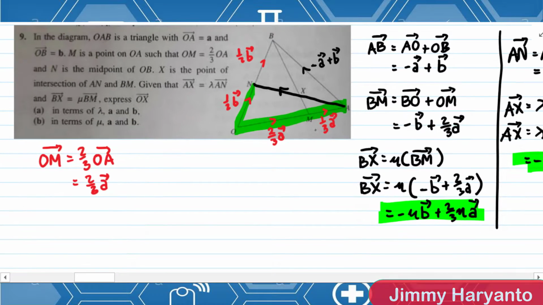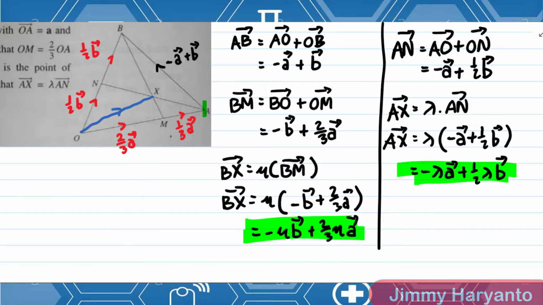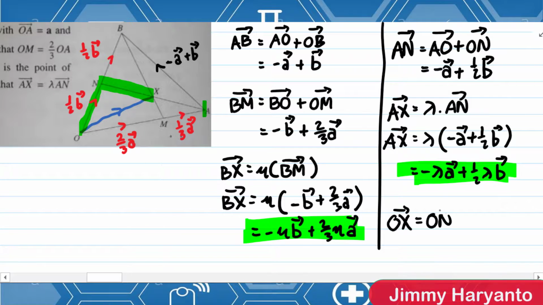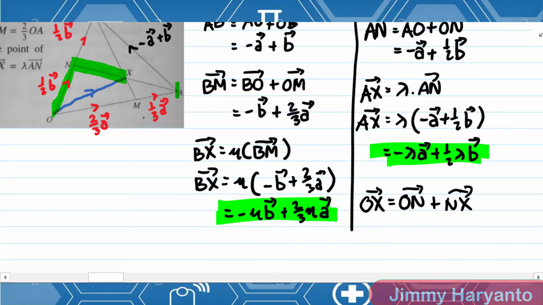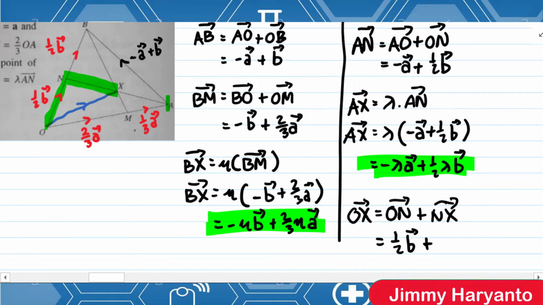Now, since we have it, the question asks to express OX. So now we want to find OX. Okay, we erase again. OX is this one. So I have to move from O to X, go up and then go to the right. So OX equals ON plus NX. The ON is half B. The NX is, where was NX? Oh, we don't have NX.